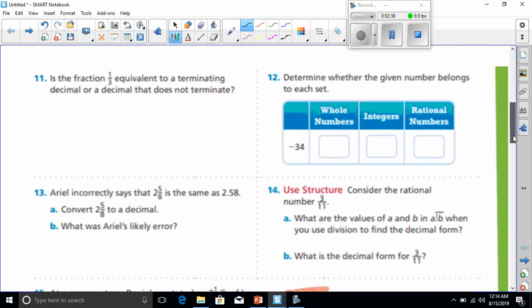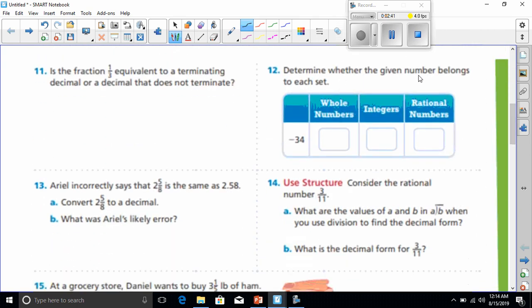Let's go to number 12 now. Determine whether the given number belongs to each. So we have to ask ourselves, are we talking about negative 34 as a whole number? Well, whole numbers are 0 and up. So that does not fit the criteria for a whole number.